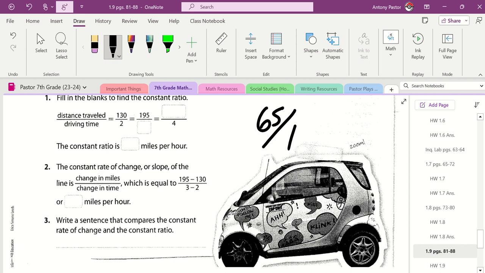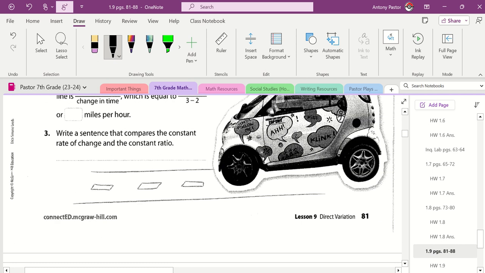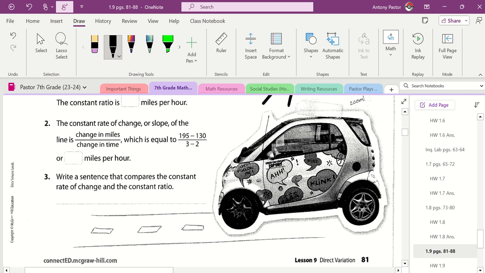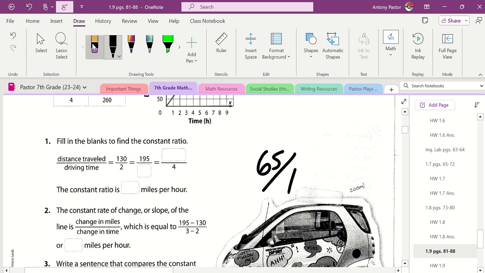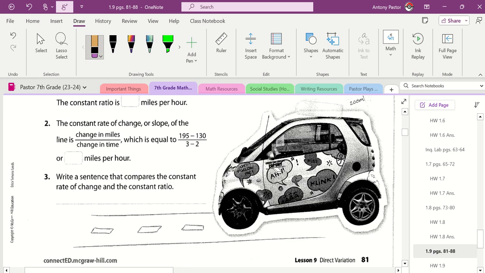Write a sentence that compares the constant rate of change and the constant ratio. We would say that they are the same because the car is traveling at a constant speed of 65 miles per hour. So every hour, the car would have traveled 65 miles. So that would be something comparing the constant rate of change and the constant ratio. They would be the same, and the car is traveling 65 miles per hour. Every hour we drive, we are getting 65 more miles of travel in.